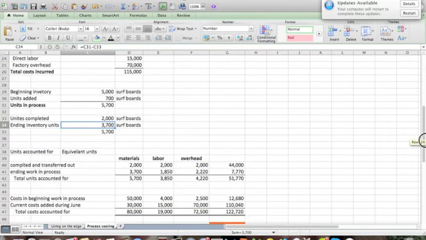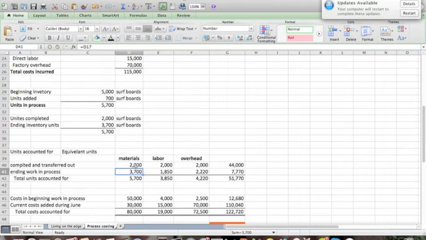And now we're moving on to looking at how many units got transferred out and the ending work in process. Now the ending work in process for equivalent units, whatever got transferred out is full units. So that's 2,000 for each one, materials, labor, overhead, no problem.